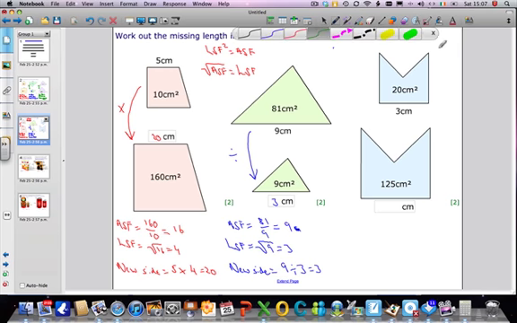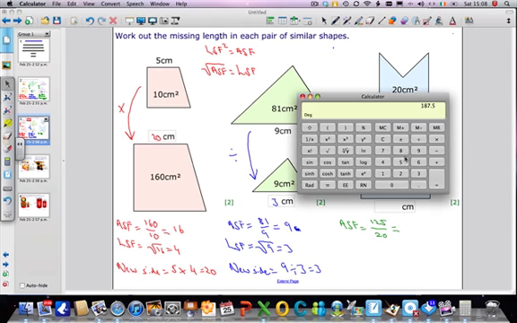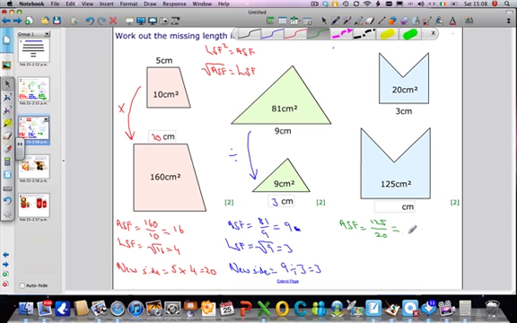Final example for similarity on areas. Again, we're going to get the area scale factor because we're given two areas. So again, always doing the big area divided by the small area, 125 divided by 20, which equals 6.25. Now that's my area scale factor.